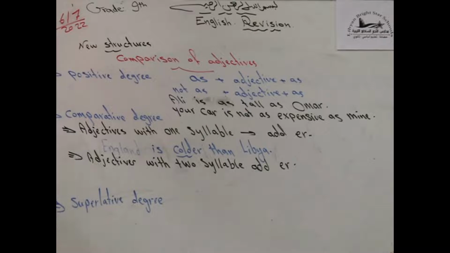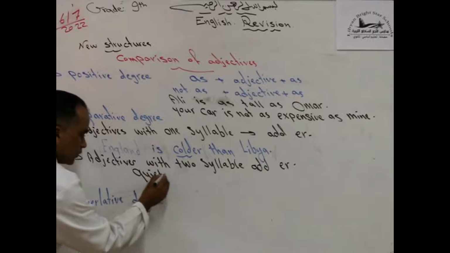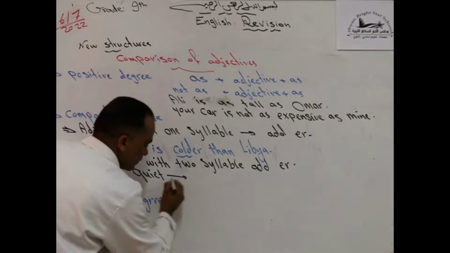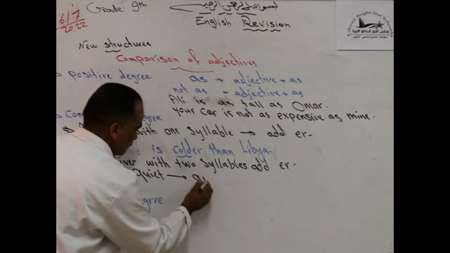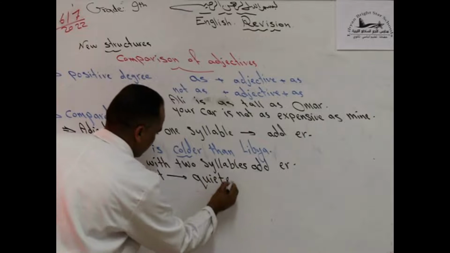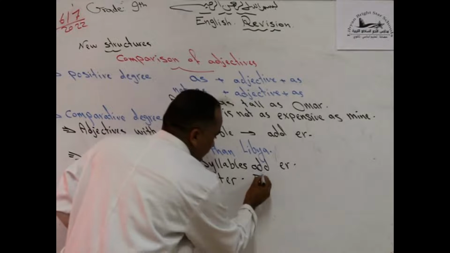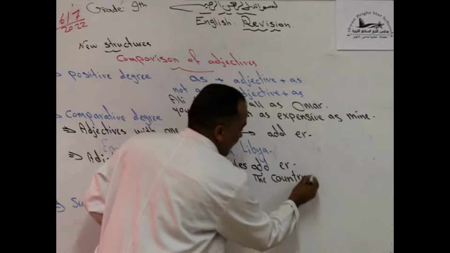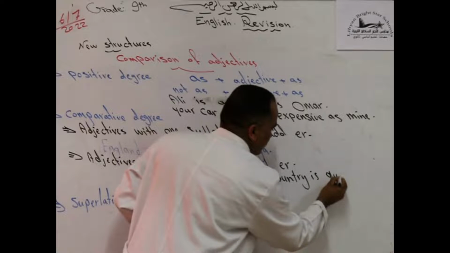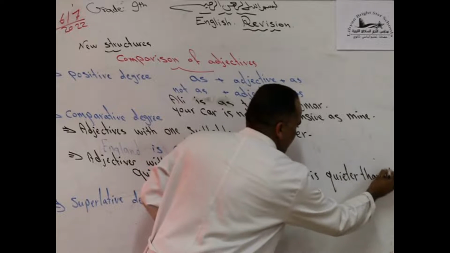With two syllables, add er. For example, quiet, it has two syllables. Quieter. For example, the country is quieter than the city.